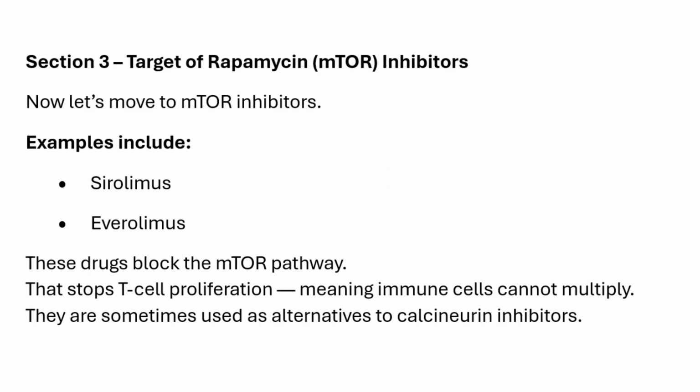Section 3. Target of rapamycin, mTOR, protein inhibitors. Now let's move to mTOR inhibitors. Examples include sirolimus and everolimus. These drugs block the mTOR pathway. That stops T-cell proliferation, meaning immune cells cannot multiply. They are sometimes used as alternatives to calcineurin inhibitors.